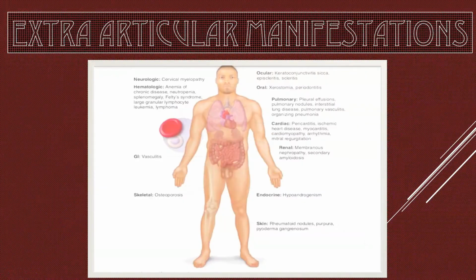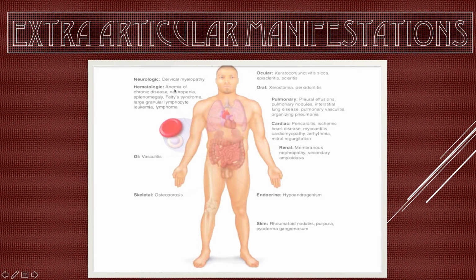Extra-articular manifestations: we know that rheumatoid arthritis is a systemic disease, so it leads to problems in other systems. Neurological, like cervical myelopathies: the destruction of the cervical bones leads to compression of the spinal cord, which leads to cervical myelopathies.